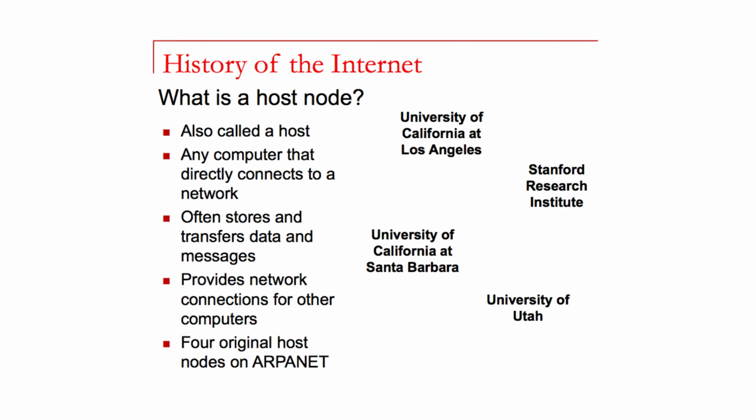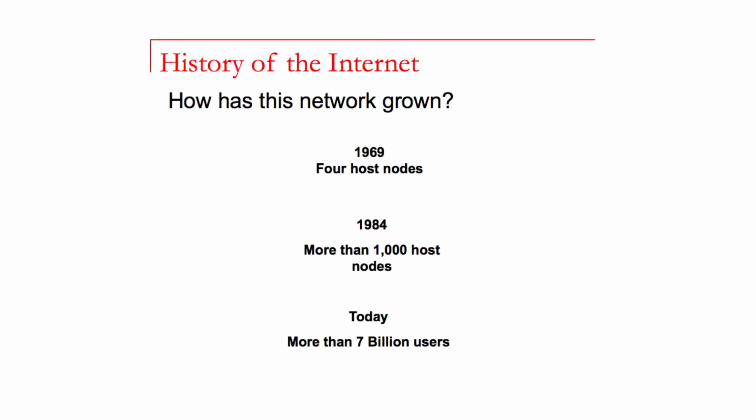So a node, just a host, is any computer that can directly connect to a network. Initially there were only 4 of these computers, and a node can store and transfer data and messages, pass messages on to other nodes, and eventually deliver messages from one host to another. And the original 4 grew into a much larger size, as we'll discuss. If we look at this particular slide, there were 4 host nodes in 1969, which in 1984 grew to thousands of nodes, and today there's over 7.3 or so billion nodes on the internet.